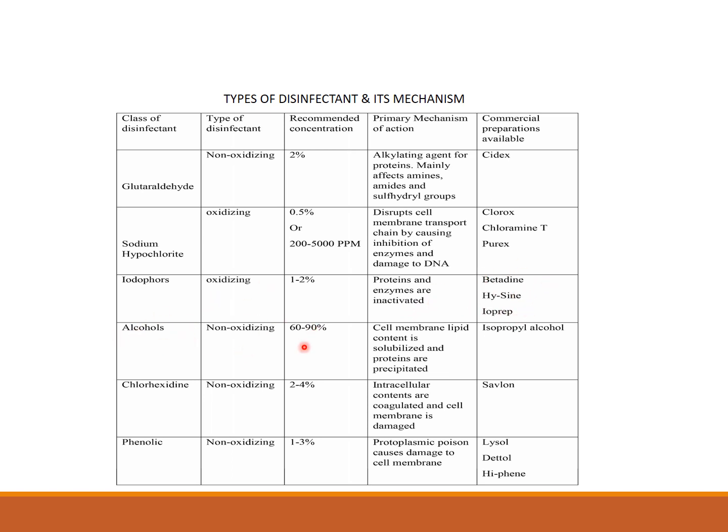Alcohol is non-oxidizing, 60 to 90%. The cell membrane and lipid component are destroyed or precipitated, and isopropyl alcohol is used. Chlorhexidine is non-oxidizing, 2 to 4%. Intracellular contents are coagulated and the cell membrane is damaged. Savlon is a very common example. Phenolic compounds are non-oxidizing, 1 to 3%. They damage the cell membrane. Lysol is a very common example.